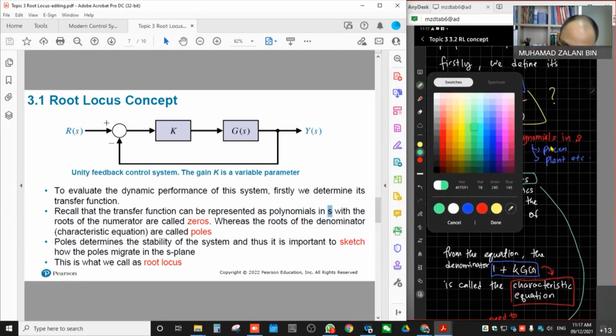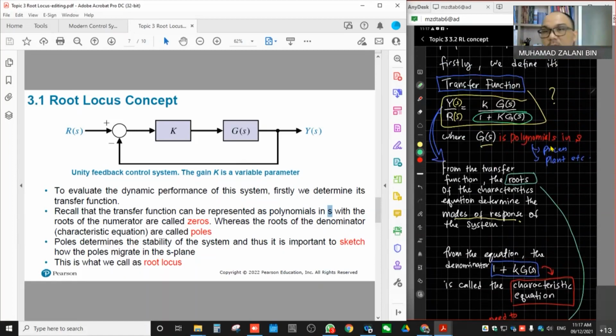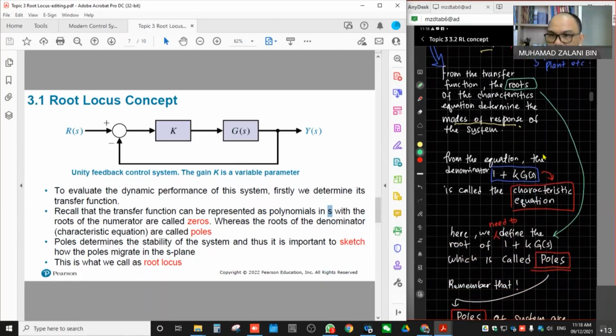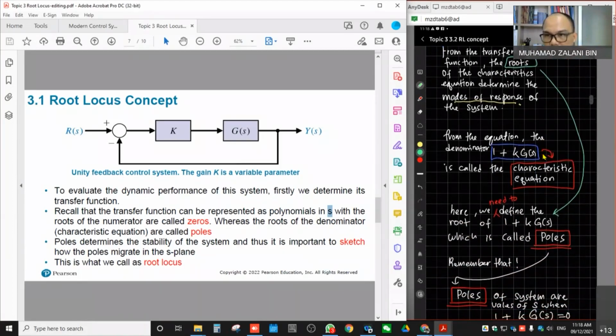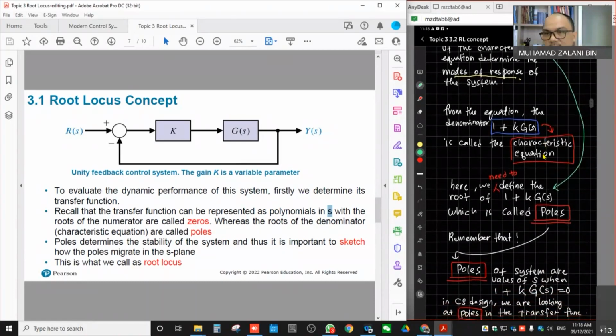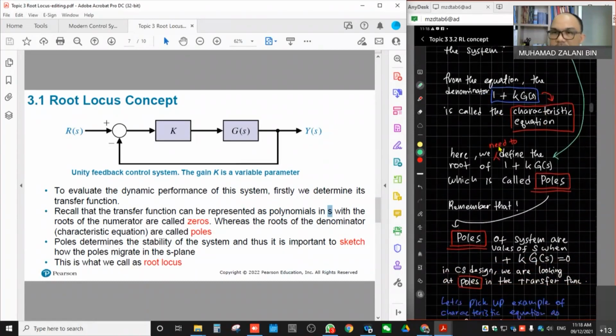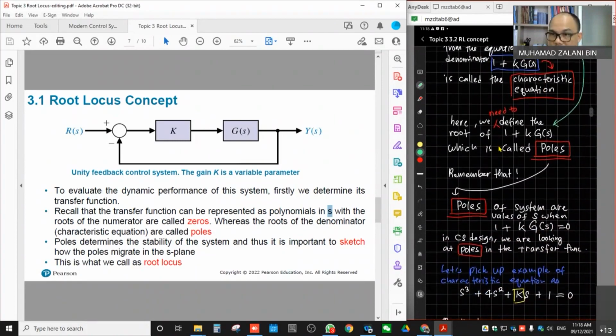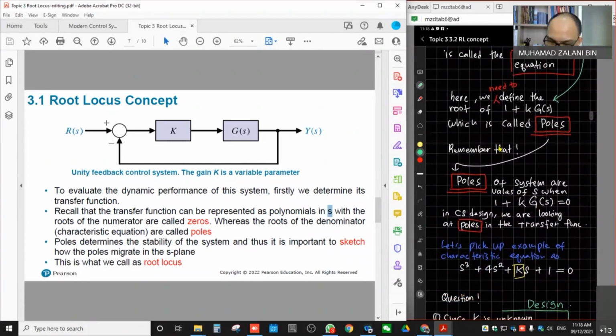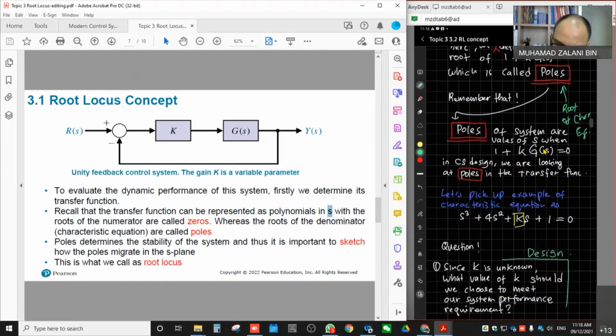From this equation, the characteristic equation is supposed to be 1 plus KG(s). So now we want to determine the roots of the characteristic equation. 1 plus KG(s) is the characteristic equation, and here we need to define the roots of 1 plus KG(s). The roots of the characteristic equation we call poles. So what is a pole?